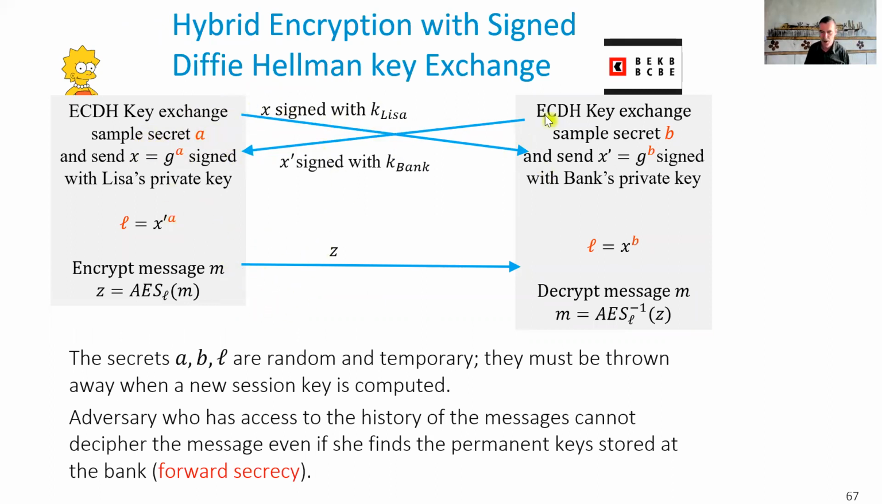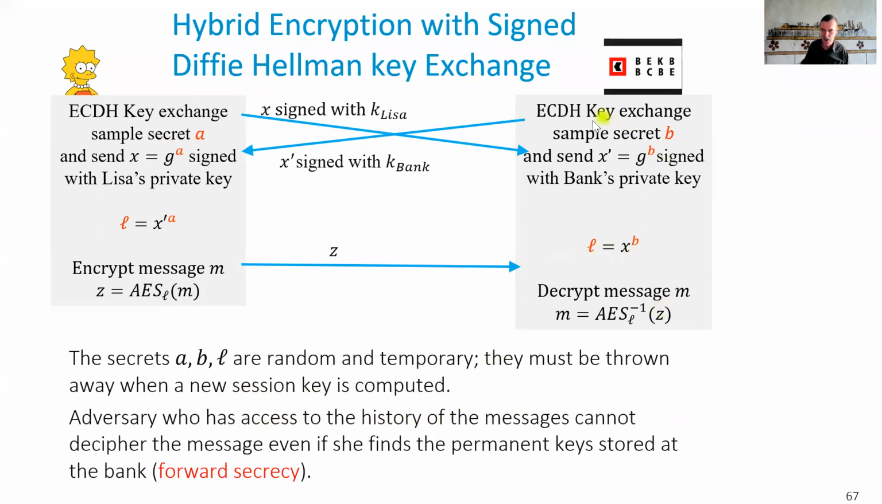Now, if we sign, you can say, well, but that breaks the forward secrecy property. No, because for signing, this was used only for Lisa to make sure that at the time the transaction was done, Lisa is indeed talking to the bank here. Of course, later, an attacker 5 years later could forge a certificate, but that is not useful, because what is important here for the signature is that we know that we're talking with the other end here. An adversary who has access to the history of messages, therefore, will not be able to decipher the message, even if the adversary finds the permanent keys.